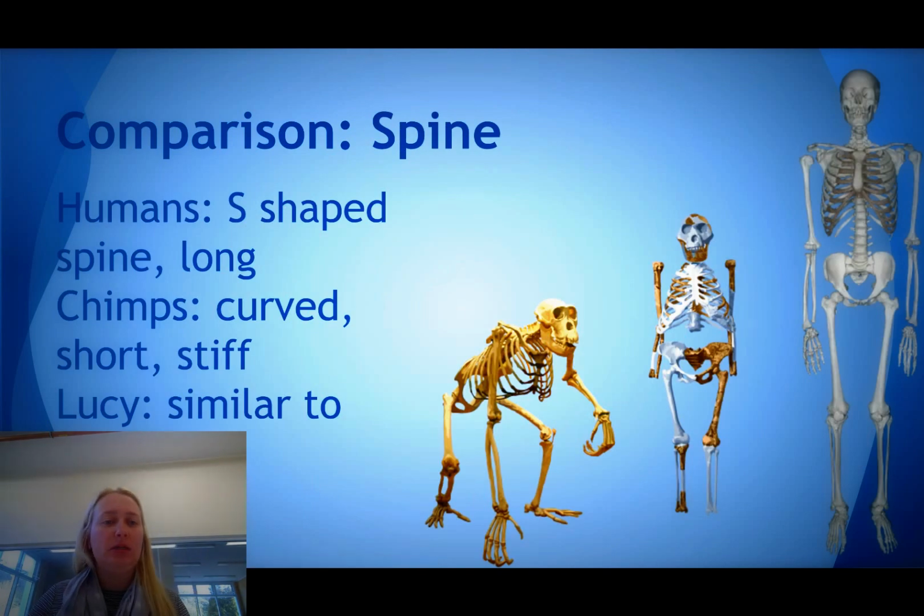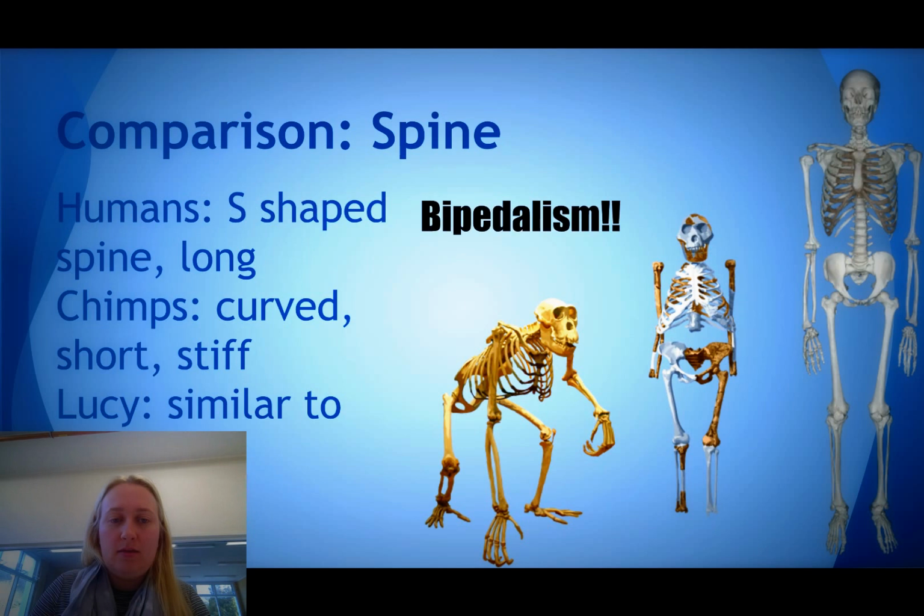Okay, the spine. So humans have an S-shaped spine, and it is actually quite long. We have an area above our hips and below our ribs that is not covered by any bony material. Chimpanzees have a curved spine. It's very short and very stiff. One of the big things they found when they found Lucy's skeleton is that her spine was much more similar to that of a human. It had a bit more of a shape to it, and it was longer. And again, that kind of yelled out bipedalism to the researchers.